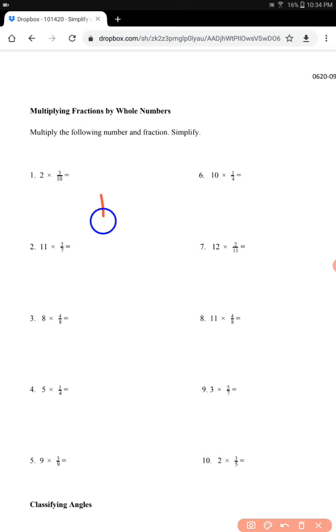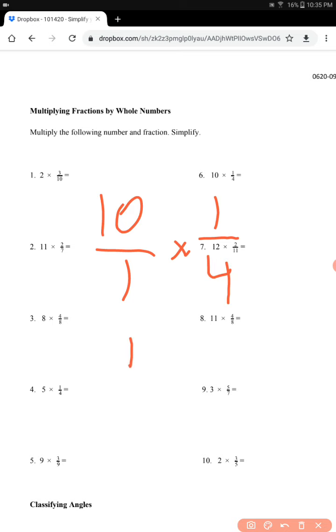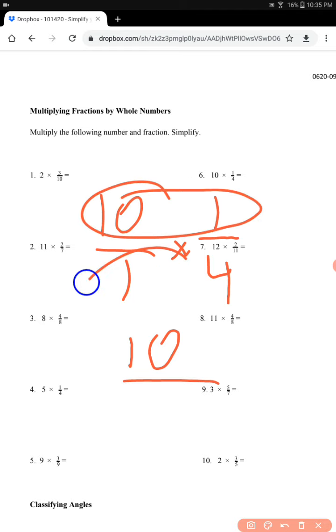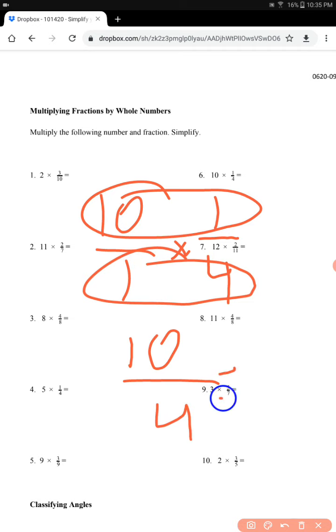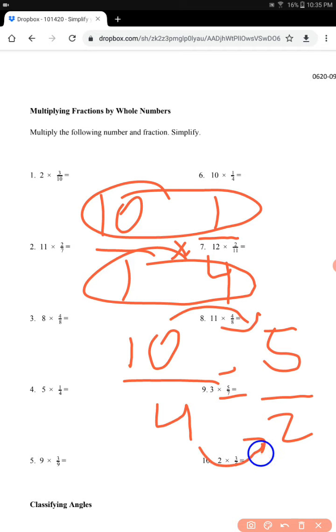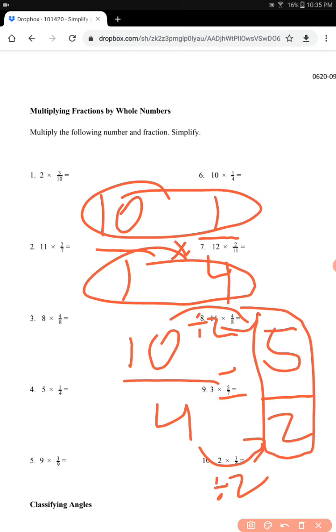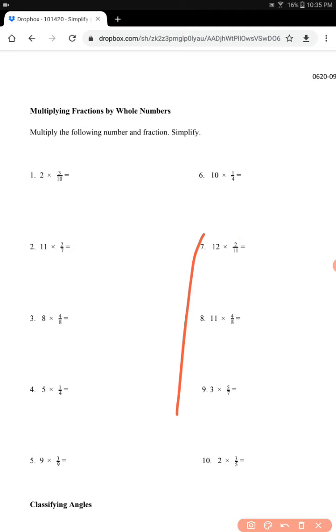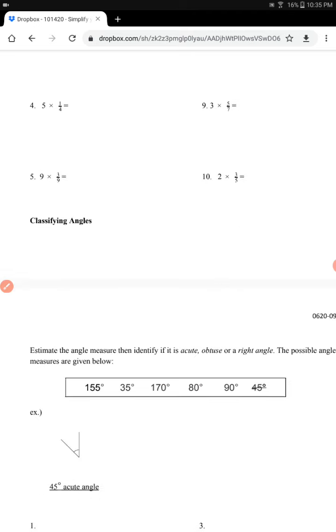Number 6. 10 over 1, same thing as 10, times 1 over 4. And then 10 times 1 equals 10. And then 1 times 4 equals 4. And just simplify that again. And you get 5 over 2. And we're dividing by 2, dividing by 2, and then we get this. Pretty simple.